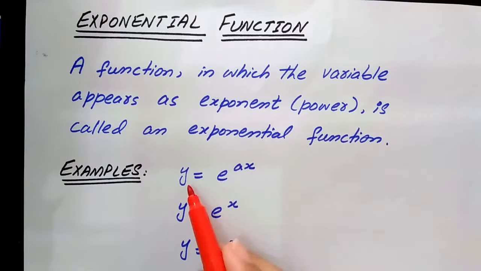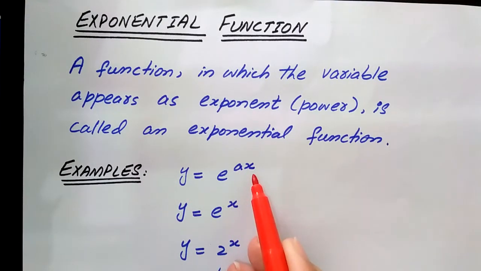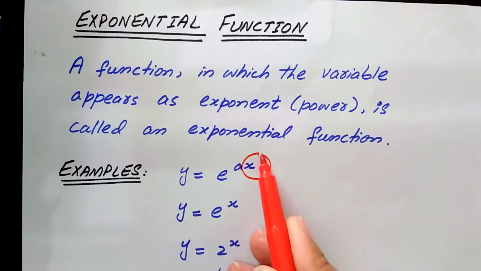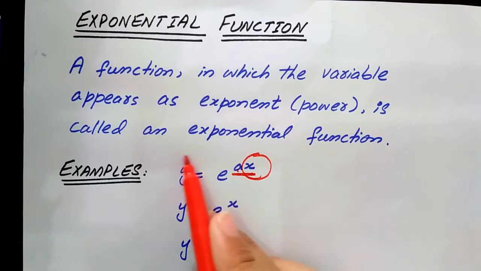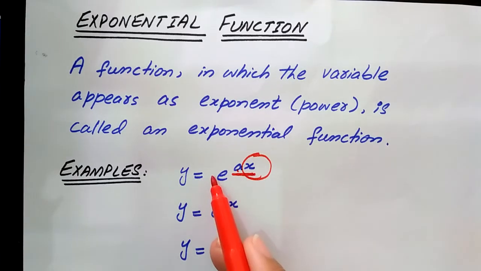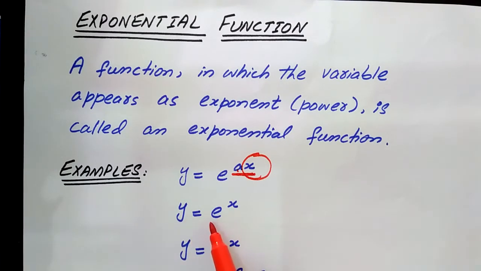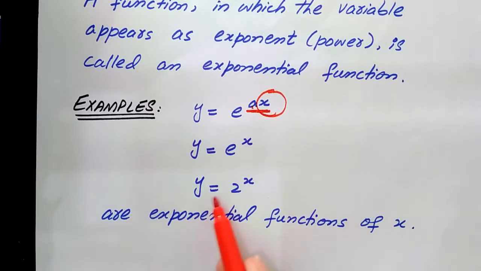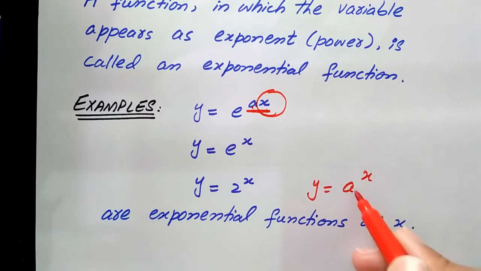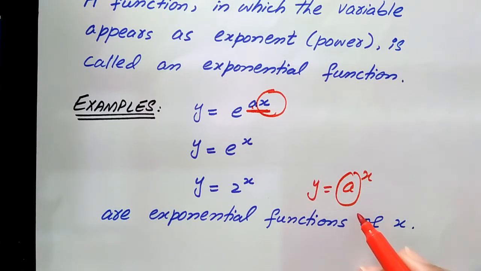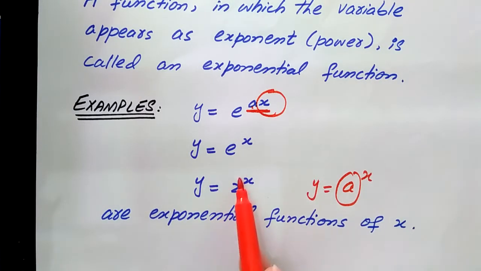For example, y equals e raised to power ax. This is the exponent, a variable exponent, and this a can be any constant. So basically we have a variable exponent, and this function is called an exponential function. Another example, y equals e raised to power x is also an exponential function, or it can also be y equals 2 raised to power x, or y equals a raised to power x, and that a can be any constant number. All these are exponential functions of x.